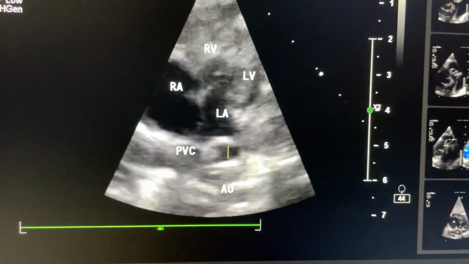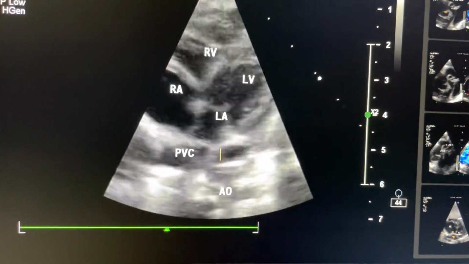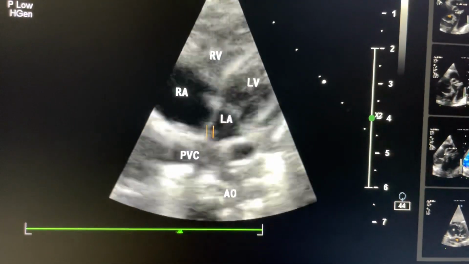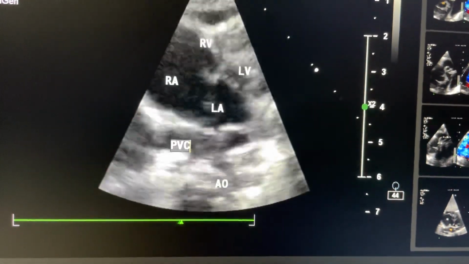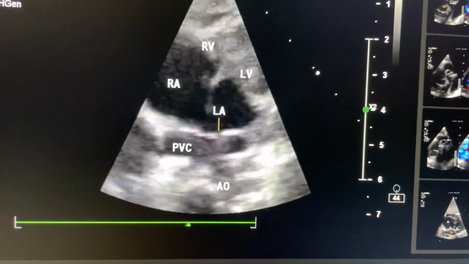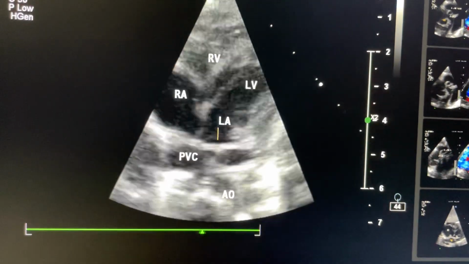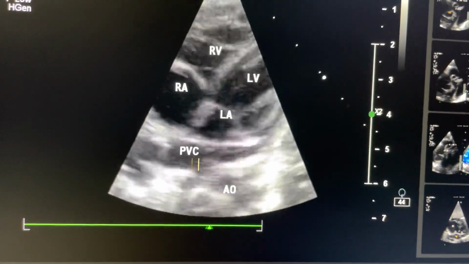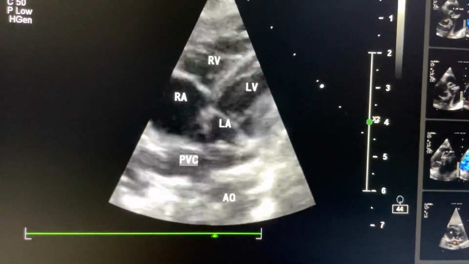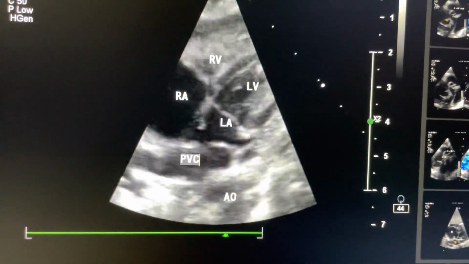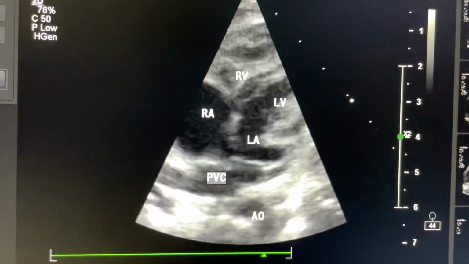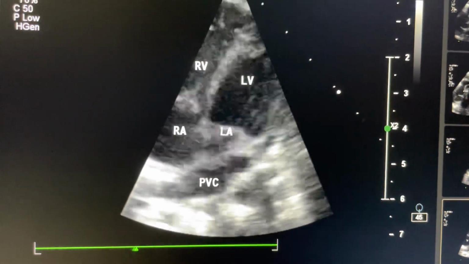So this is the case of total anomalous pulmonary venous connection. Whenever you see the left atrium is very small, not getting any pulmonary veins into it, and at the same time you see some sort of chamber just superior to the left atrium, that is the pulmonary venous confluence. That indicates this case has an abnormal communication of the pulmonary veins. That is the point to know from this video.